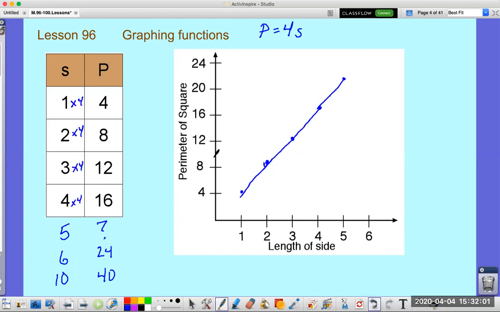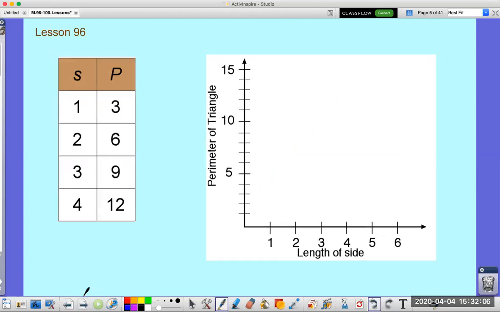If I flip-flop those, it would still give you a similar result. Okay, here's another one. If it's 1 for the side and 3 for the perimeter, if it happened to be this, it looks like it's going up by what? This one goes up by 2. This one goes up by 4. This one goes up by 6. This goes up by 8. So that's kind of interesting.